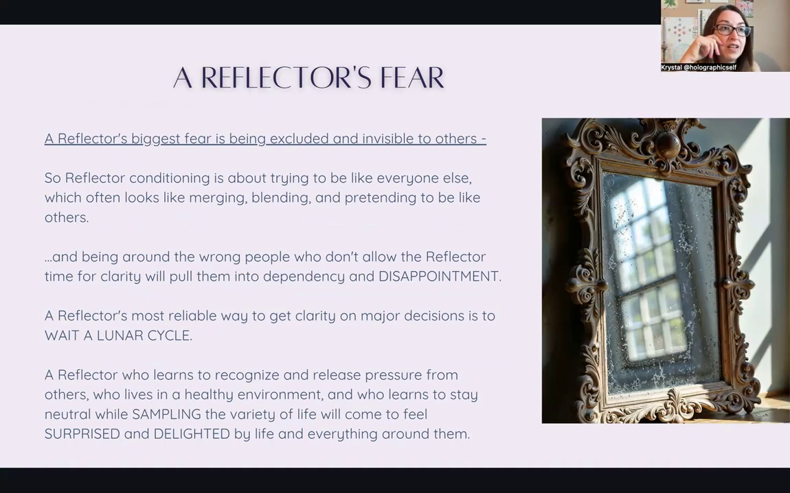Reflector conditioning is often: stop being so slow, hurry up, get a move on. And they end up trying to merge with other people in their world. They'll say, oh, so and so seems to have it all together, I'll be like them. And so they end up taking on the personalities of other people in an effort to be liked or accepted. This can be very challenging because, especially a young reflector, they may not have the discernment of, oh, this is me versus this is not me.